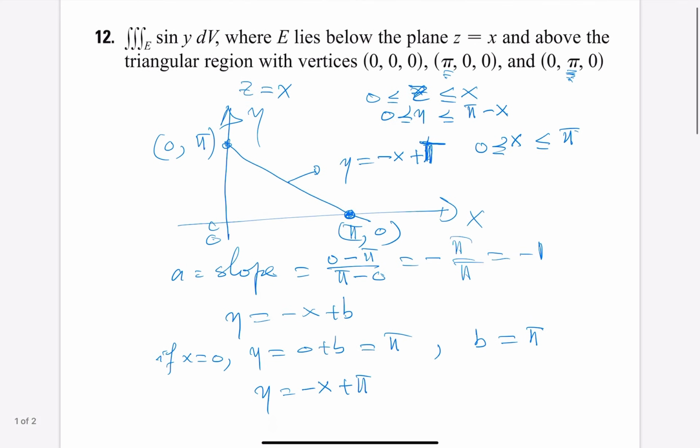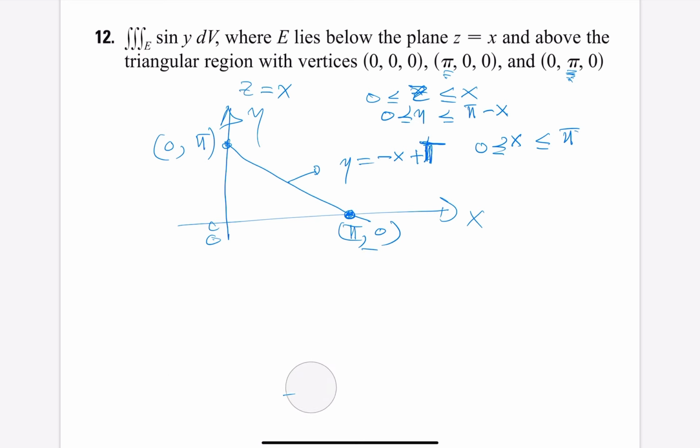So to find the volume for this one, let me erase here so I can have some space to explain to you. Make sure you take notes, or you can pause the video so you can write down. Here you have to find the volume for this one. The region E is the sine of y dV.